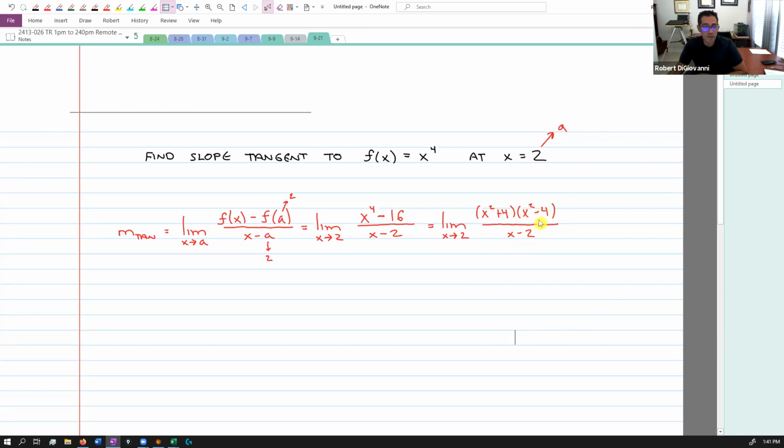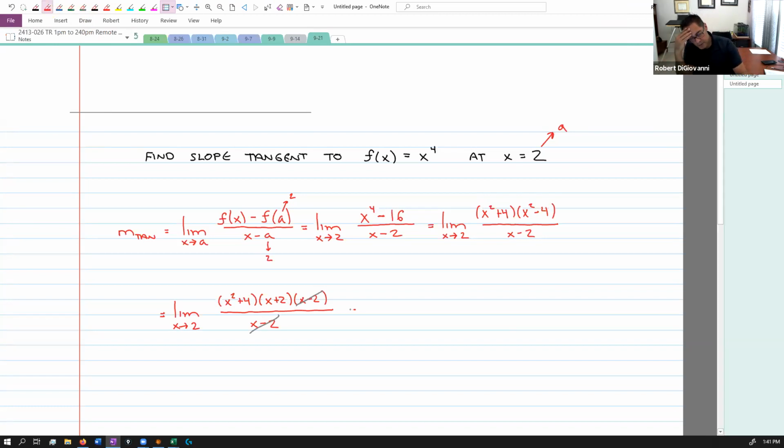So I have another difference of squares here, though. Do you see the second difference of squares? So I can go again, difference of squares a second time. I have to leave the x squared plus 4 alone. The other one becomes x plus 2 times x minus 2, all over x minus 2. And the x minus 2 factors cancel now. So we had to do difference of squares twice.